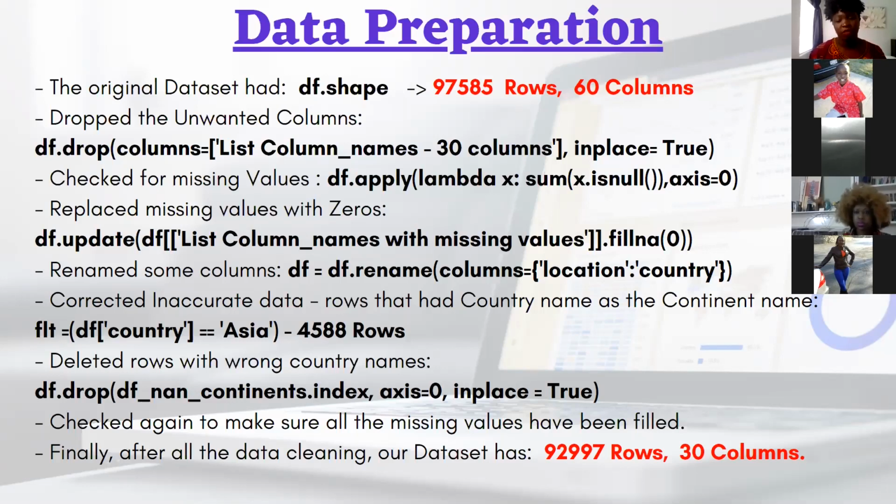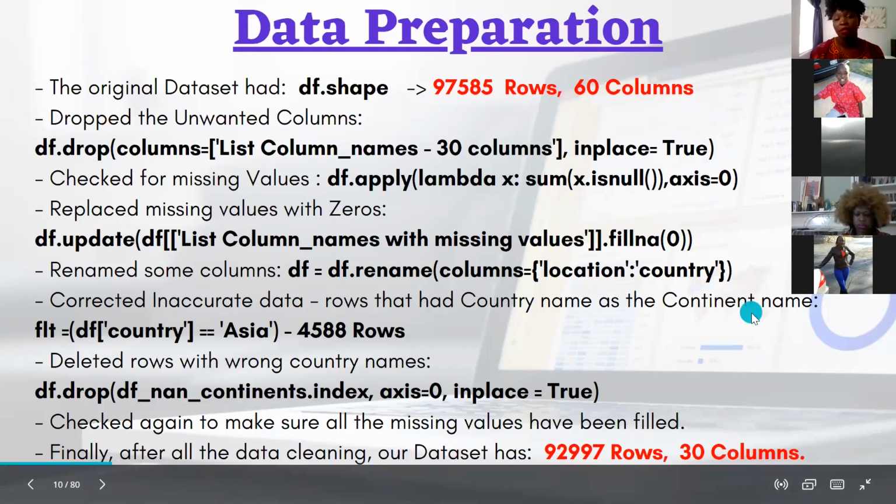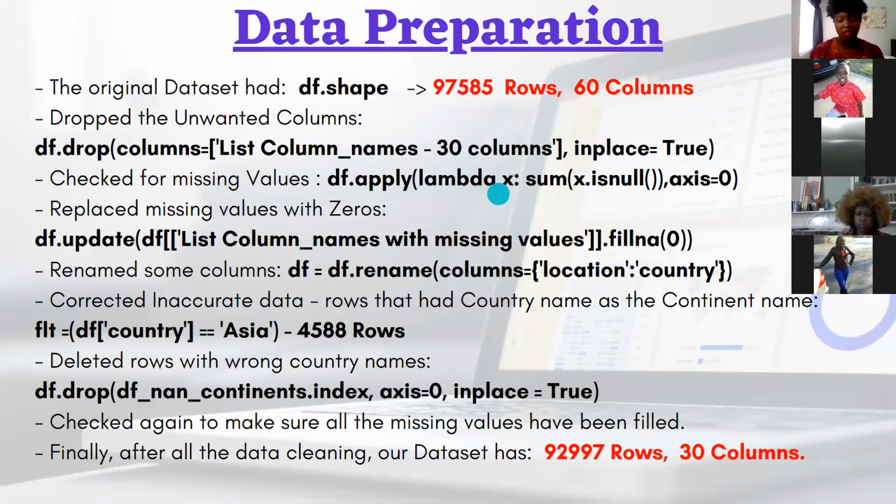So we kept checking them to make sure all the missing values are filled and nothing compromises our output. And finally, after all the data was cleaned, just to show the importance, we came from 60 columns down to 30 columns, and our rows were down by almost 5,000 rows. So whatever is left, that is what we use in our presentation.